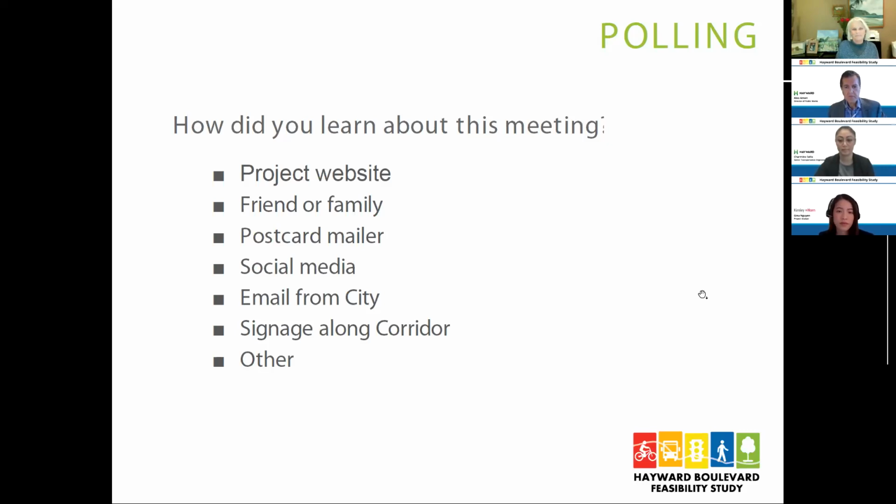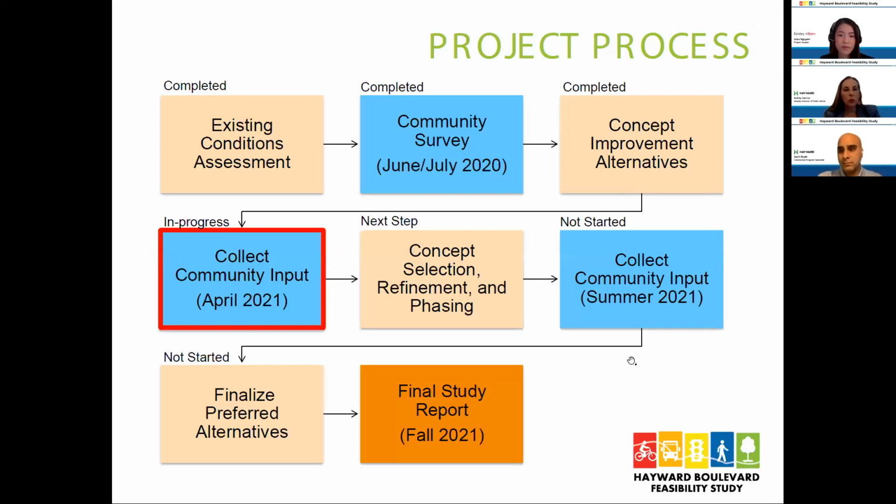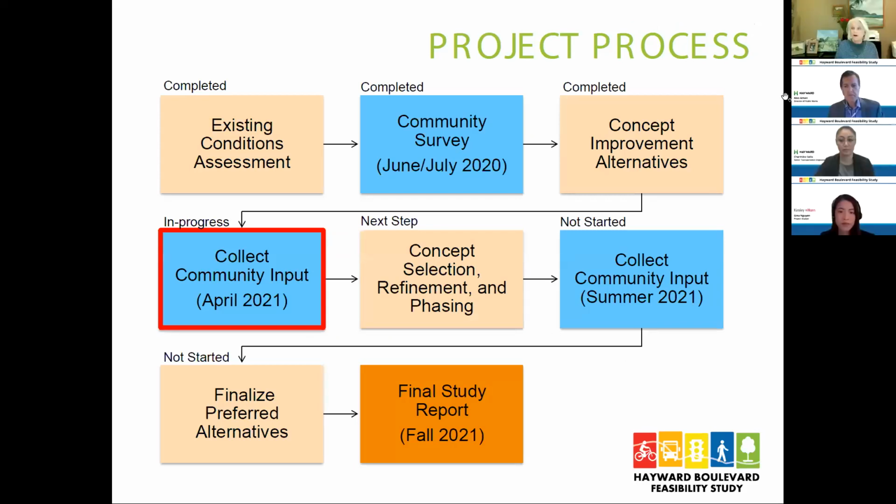Next slide. So Adam, you want to walk through this?